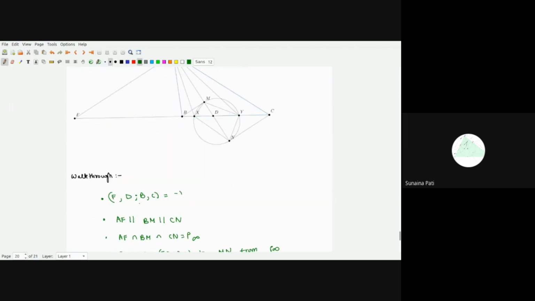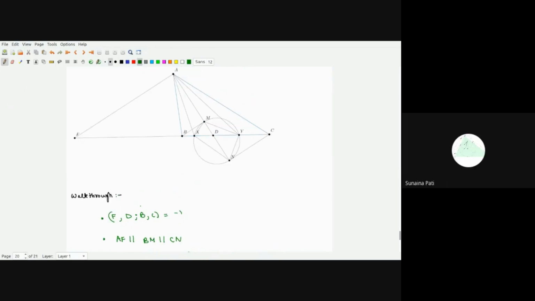Anybody? We need MX, NY, and AF to be collinear, or concurrent. Mm-hmm. We want what concurrent? AF, MX, and NY. That would finish unless there's something easier. MX.